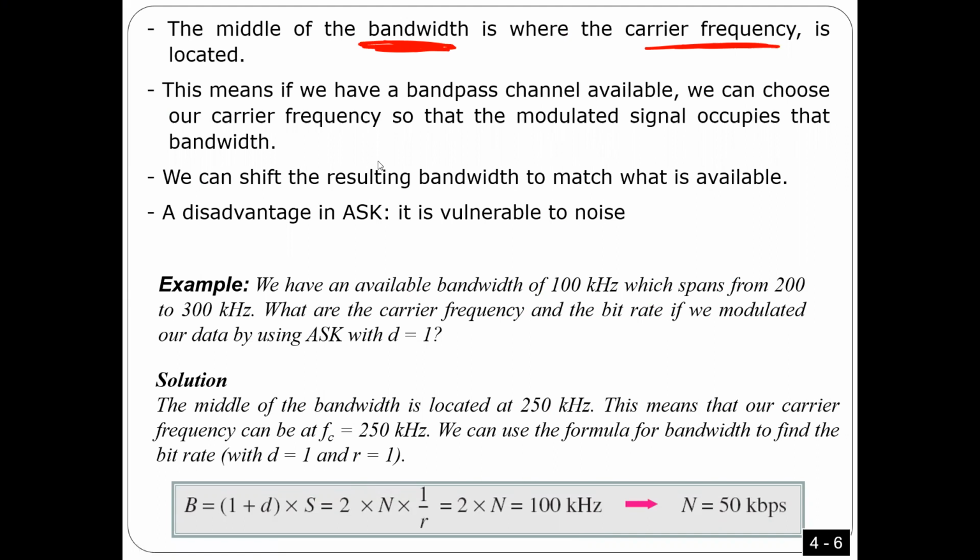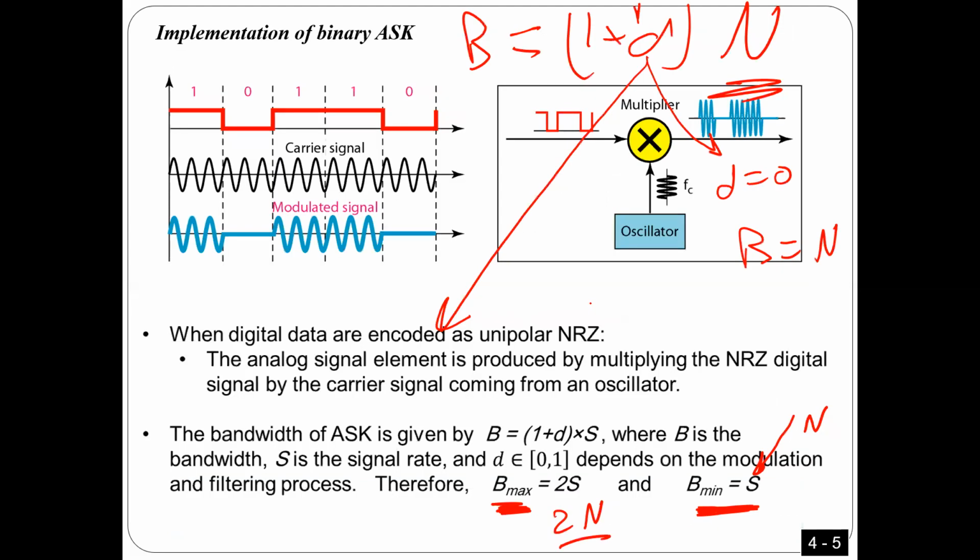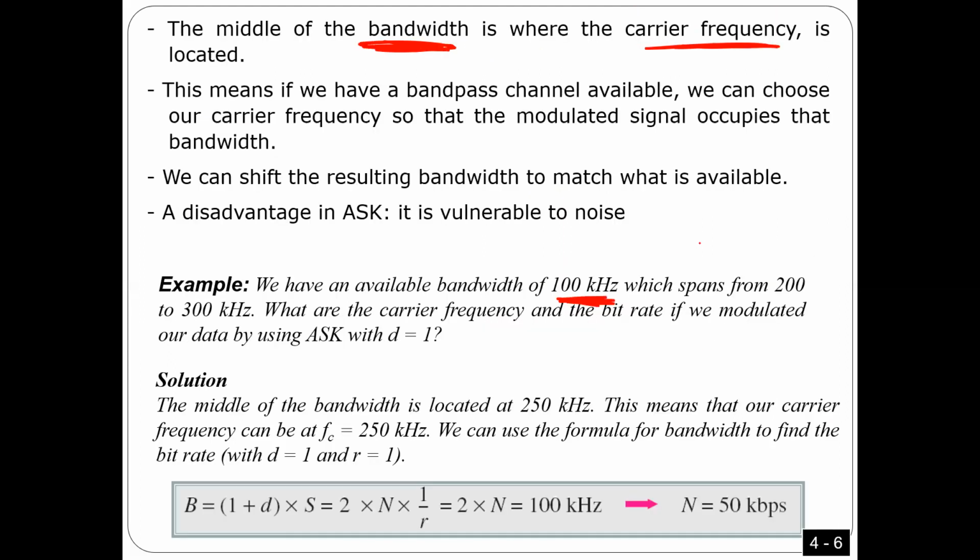I have an example before I give you other stuff. So in this example, I'm telling you we have an available bandwidth of 100 kilohertz. Okay, so the bandwidth is 100 kilohertz. So from here to here is actually 100 kilohertz. Okay, and then I'm telling you this 100 kilohertz is actually starting from 200 to 300 K. Okay, this is your band. You have to make sure you transmit in this band.